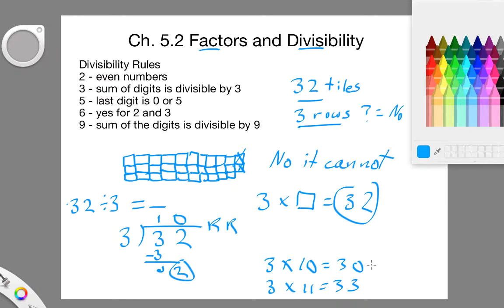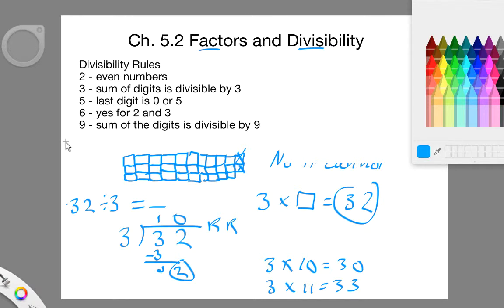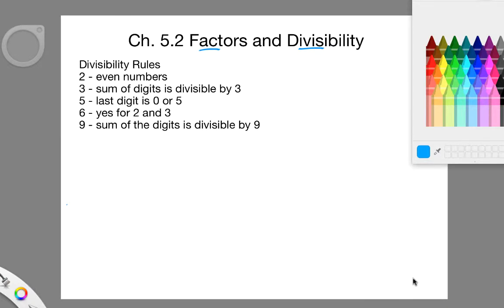So, if you can't divide it evenly, it's not a factor. 3 is not a factor of 32. It doesn't divide evenly, which is our divisibility thought. So we're going to talk a little more about this. Let me delete all of this real quick and we'll keep going. Okay, next page.